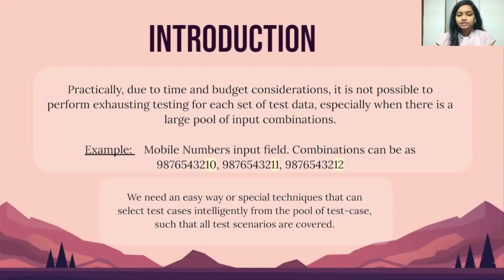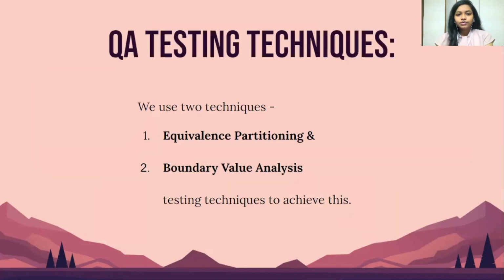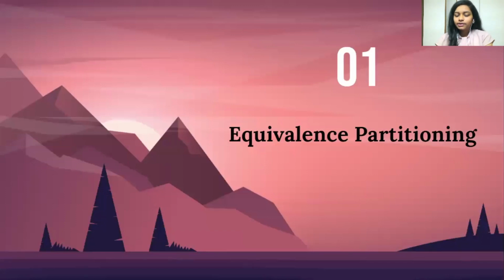So in this case, we use a few special techniques so that we can select particular inputs selectively and ensure that each and every scenario is covered. Those two techniques are the equivalence partition technique and boundary value analysis. By using these two techniques, we can achieve total coverage of valid and invalid input fields in a large pool of data. So let's learn about equivalence partition.